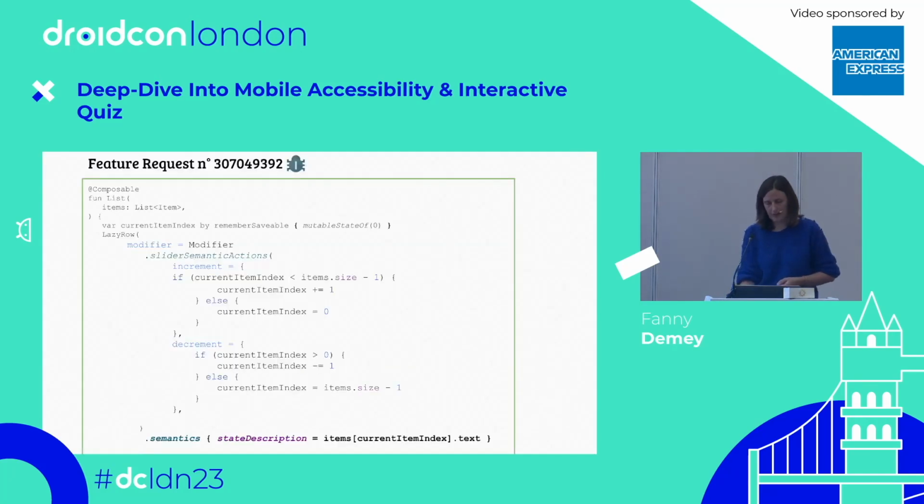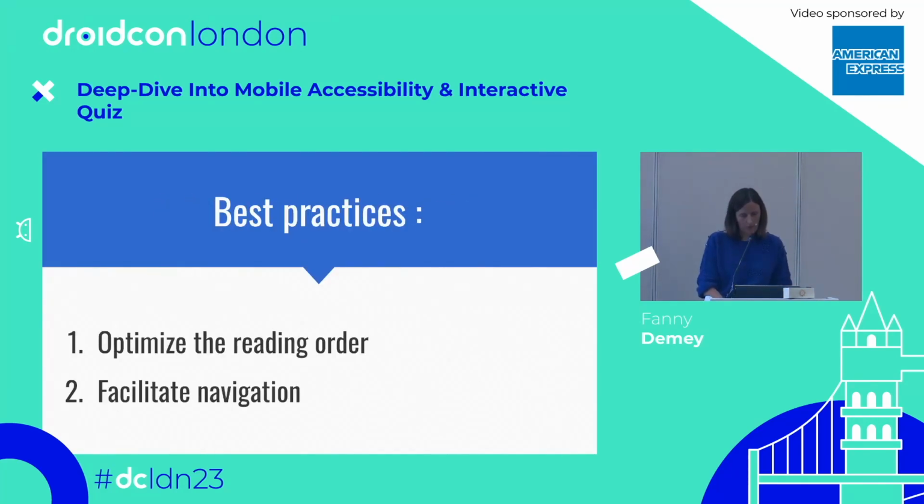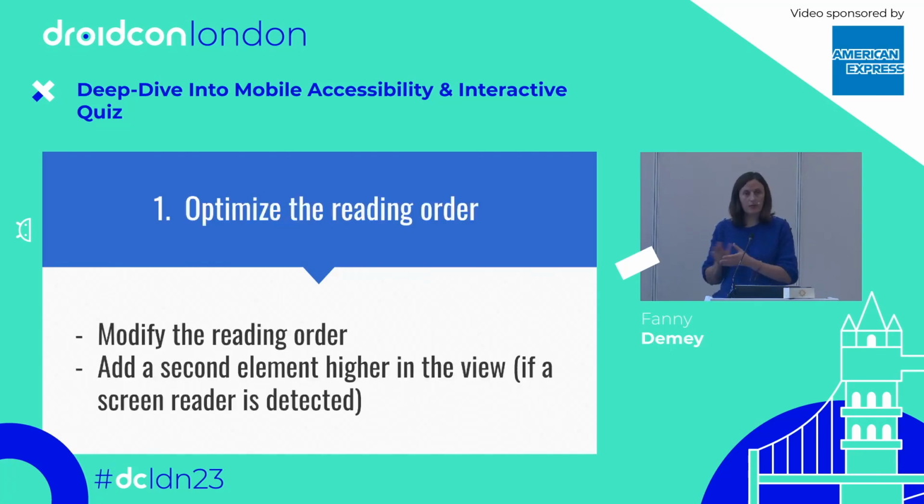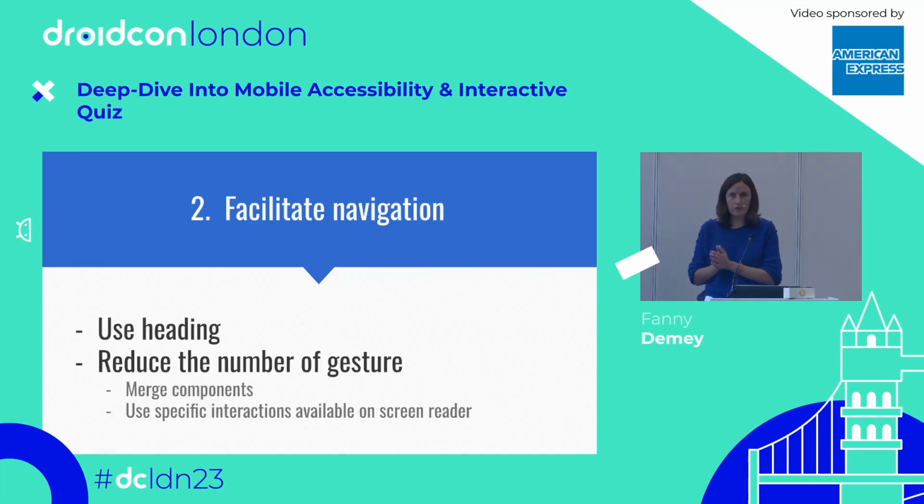So let's do a quick recap. We've seen some best practices. The first one, optimize the reading order. The second one, facilitate the navigation. To optimize the reading order, we can modify the reading order, or we can add a second element higher in the hierarchy if a screen reader is active. To facilitate navigation, we can use headings, or we can also reduce the number of gestures by merging components or using specific interactions like long click and custom actions.